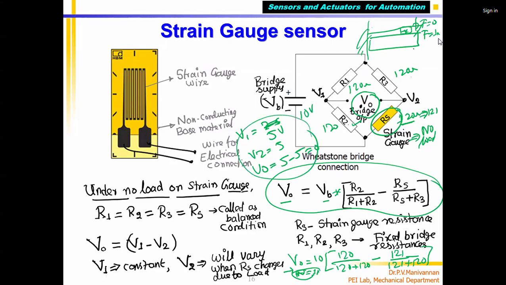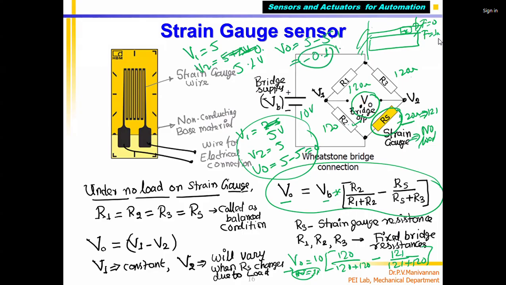Now we apply 1 Newton force. So the resistance is 121. So accordingly, if we calculate, V1 will remain as it is, 5 volts. V2 will be greater than 5 volts, 5 plus some delta V. Maybe you can calculate 121 divided by 241 multiplied by 10 will give some voltage, correct? So for understanding purpose, I say 5.1 volts. So what is V0? V0 is nothing but 5 minus 5.1. So it gives minus 0.1 volts.